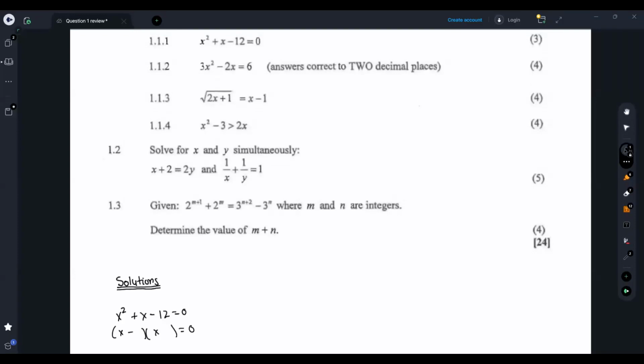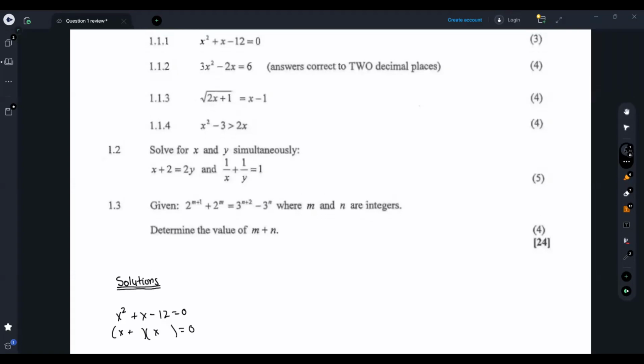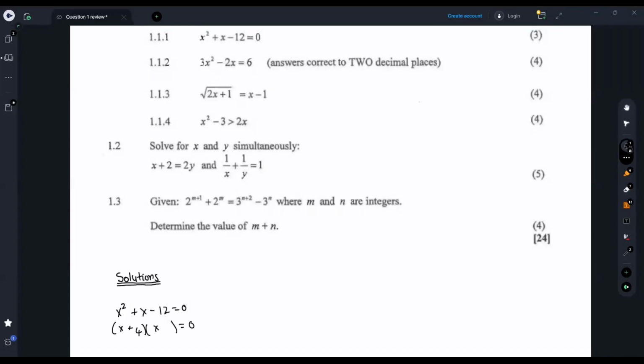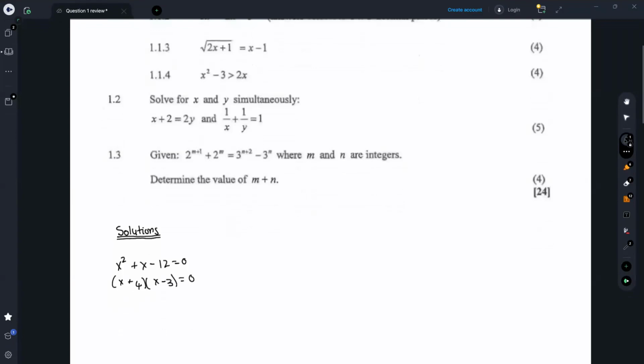So now we're going to look for the factors of 12 that when I add them, they're going to give us a positive 1, and when I multiply them, they must give us negative 12. So I can think of a negative 3 and a positive 4. So this will be positive 4 here and negative 3 like that. Okay. And now for the final values of the answer here, we're going to have x equals negative 4 or x equals positive 3.